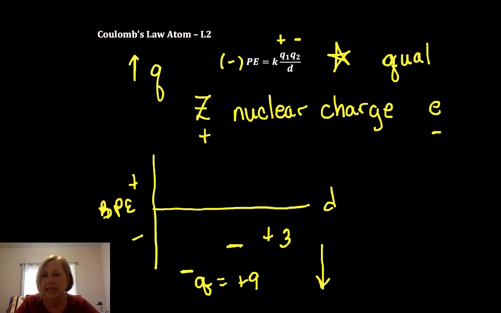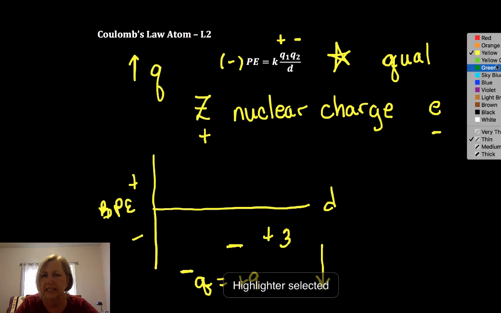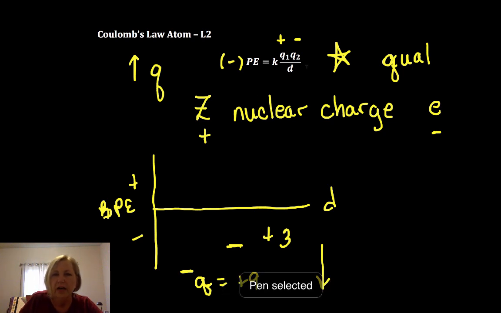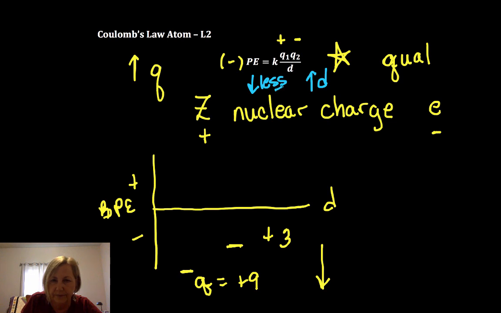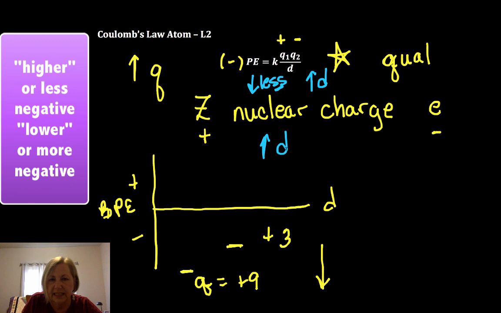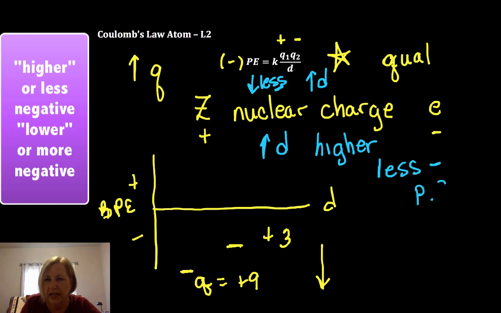Now, let's look at this in terms of the distance. As you increase the distance, you decrease the magnitude or make it less negative. So as you increase the distance, we're talking about a higher or less negative potential energy.